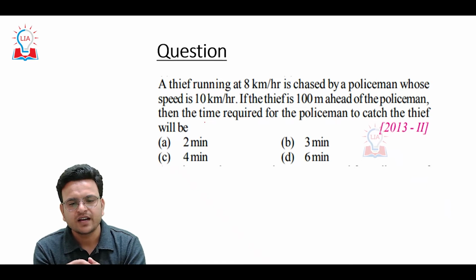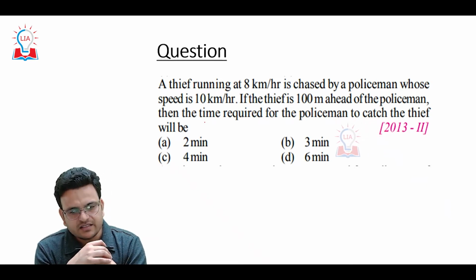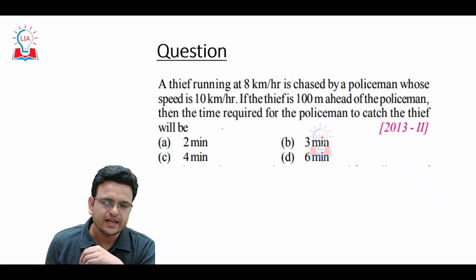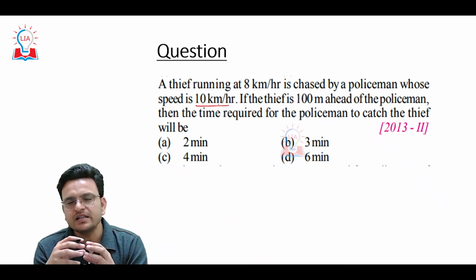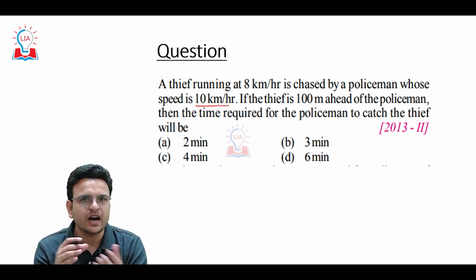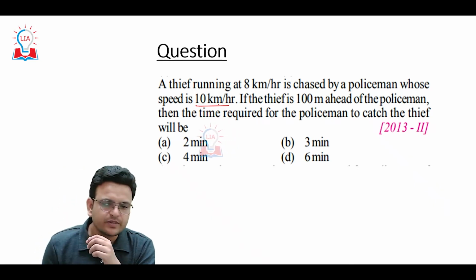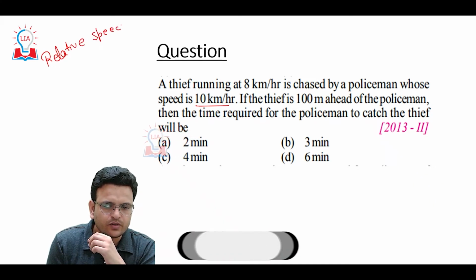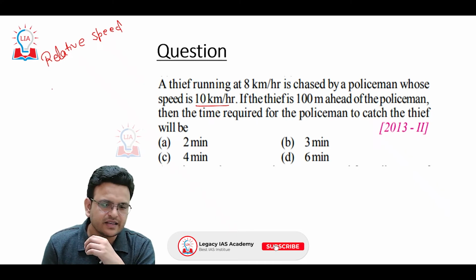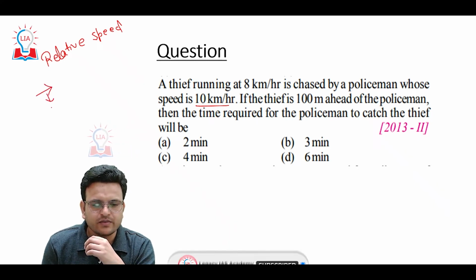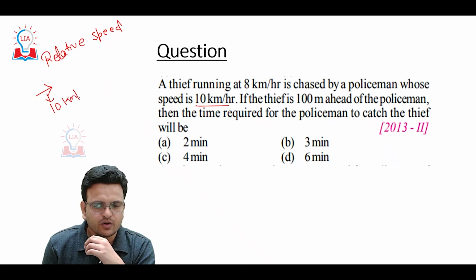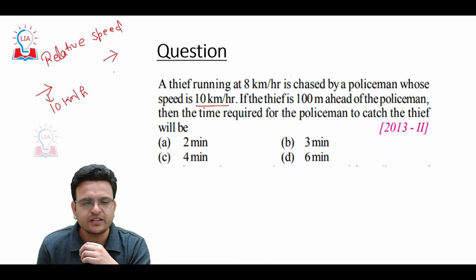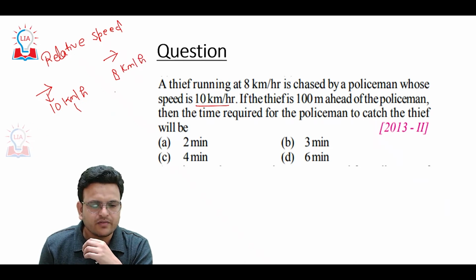A thief running at 8 km per hour is chased by a policeman whose speed is 10 km per hour. Okay, I have already discussed the concept. Whenever two individuals or two moving bodies are moving in the same direction, then we have to get their relative speed. So both policeman and thief are running in the same direction. Policeman is going with a speed of 10 km per hour and thief is going with a speed of 8 km per hour. What will be their relative speed? It will be 2 km per hour.